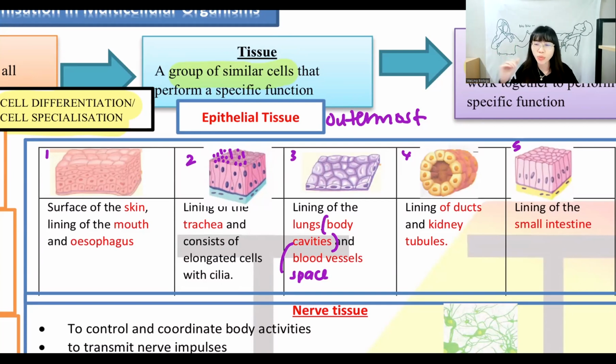Number 4, it looks like a sweet corn. This sweet corn over here is called a duct or tubule. What is a duct? What is a tubule? It's a tube, like T-U-B, like tube. It can be found in the kidney. The kidney has many tubes because it needs to form more urine. So it's called the ducts or kidney tubes to form urine.